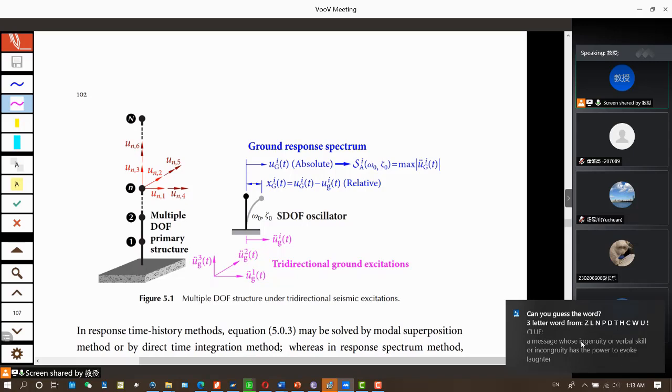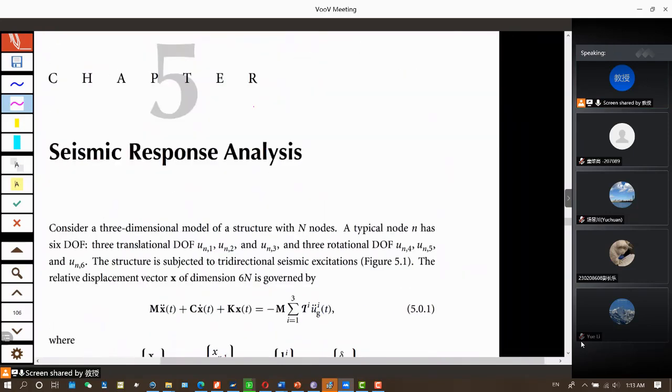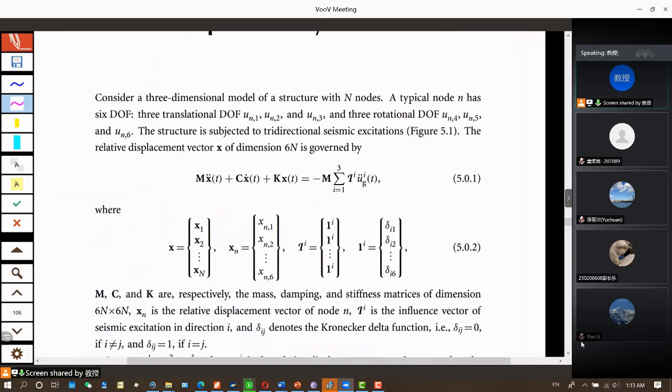Now, using what we studied earlier, if we have n nodes, each node has 6 degrees of freedom, 3 translational degrees of freedom, and 3 rotational degrees of freedom. So in total, we have 6n degrees of freedom. Okay, so we can write our equation of motion in the vector form like this. And x is the relative displacement vector. Okay, so x_n is for node n, and in 6 directions, 1, 2, up to 6.